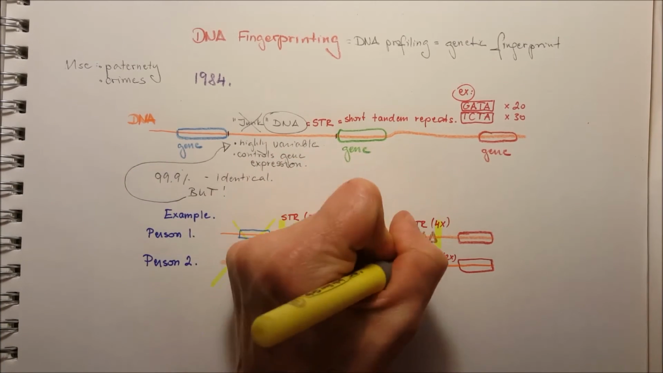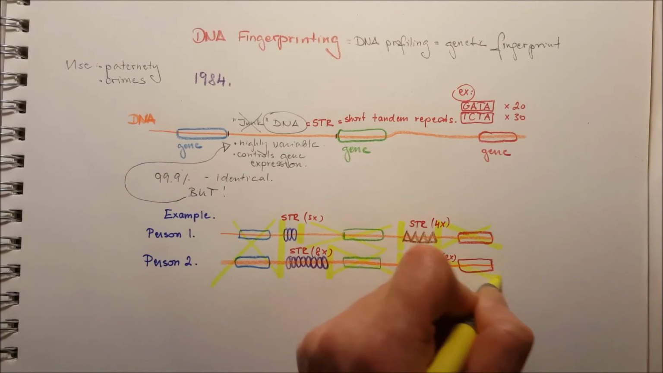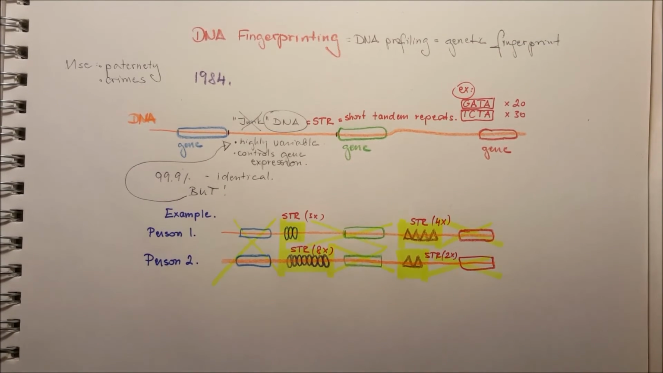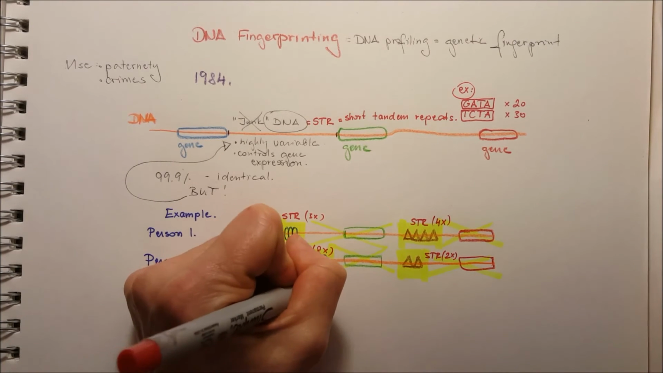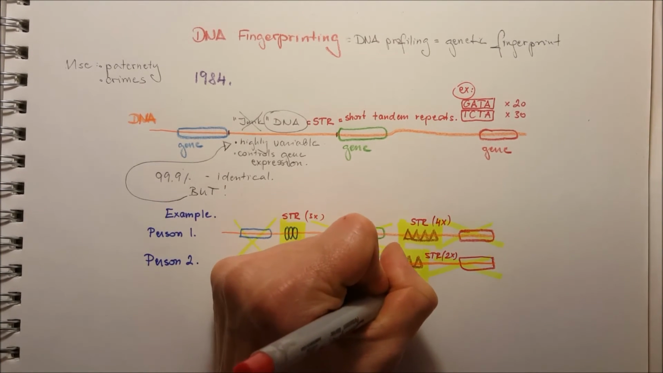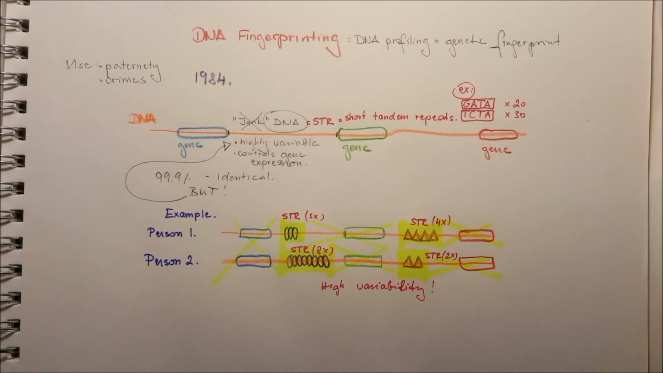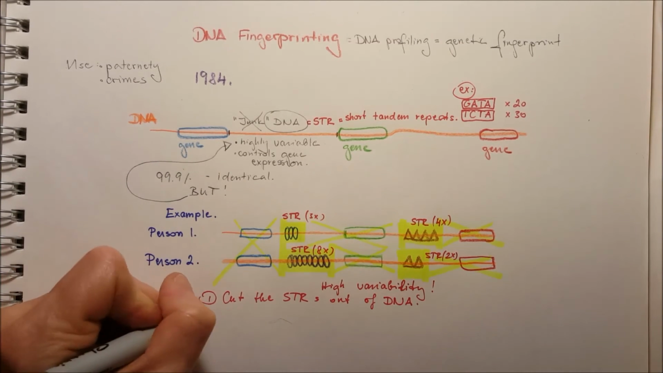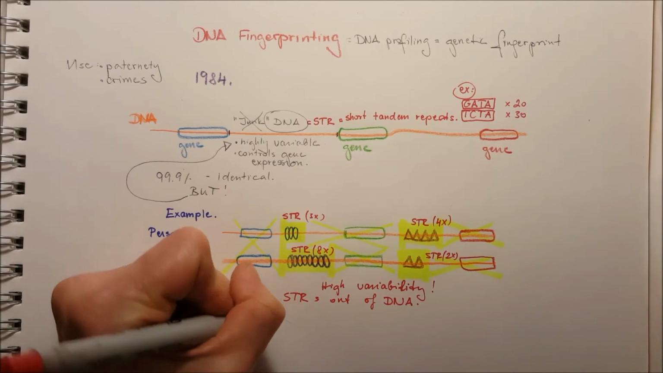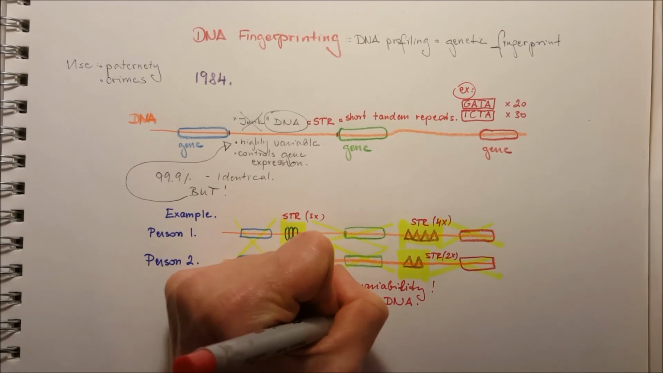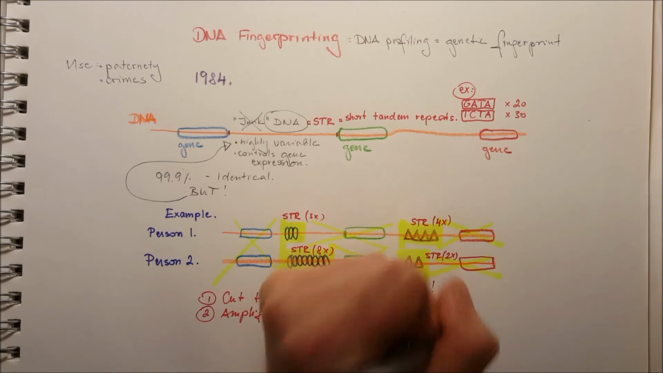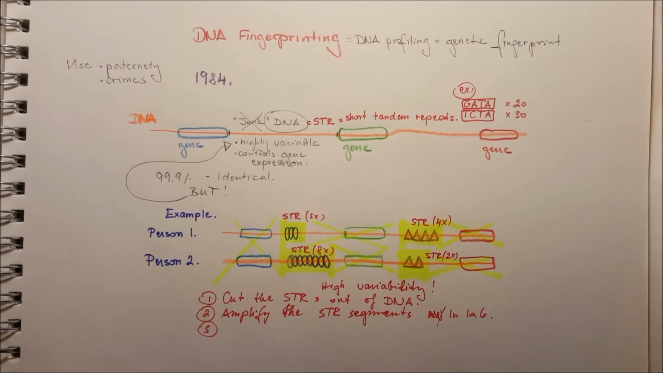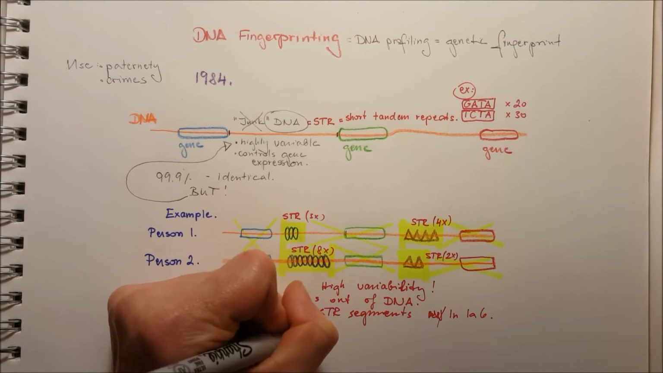We get rid of the other stuff besides the STRs with the help of restriction enzymes. So we can use enzymes to cut those STRs out. The highlighted area is going to be used in our fingerprinting. So step one, cut the STRs out of the DNA. Second step, amplify the STR segments in a lab. We are not getting into it, but we make more and more because one is not enough for us. And we use electrophoresis to separate these segments.